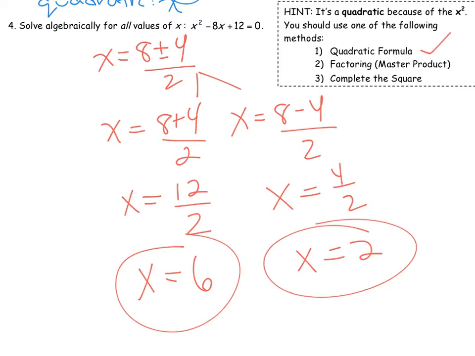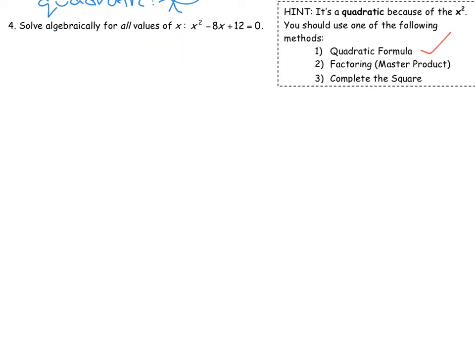So the first one's done. We can check that off. Now, again, if you are satisfied with quadratic formula, you can fast forward through this. The next piece I'm going to show you is how to do this by factoring with our master product. All right, master product is next.